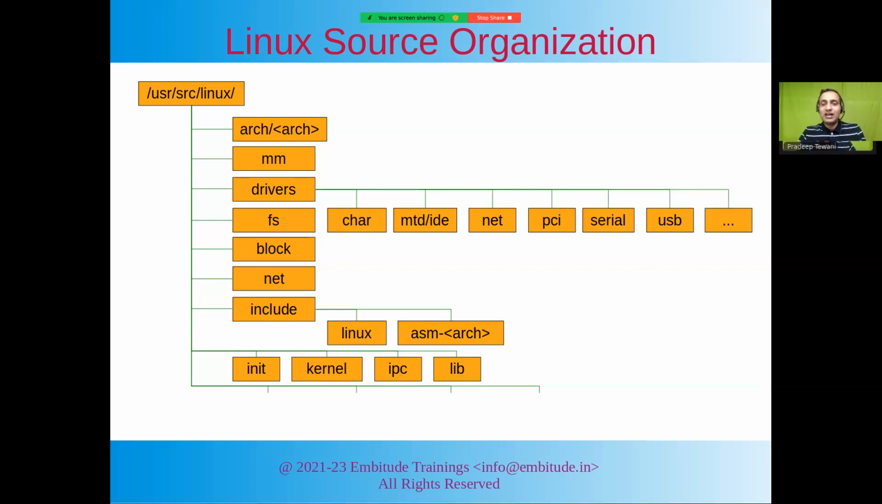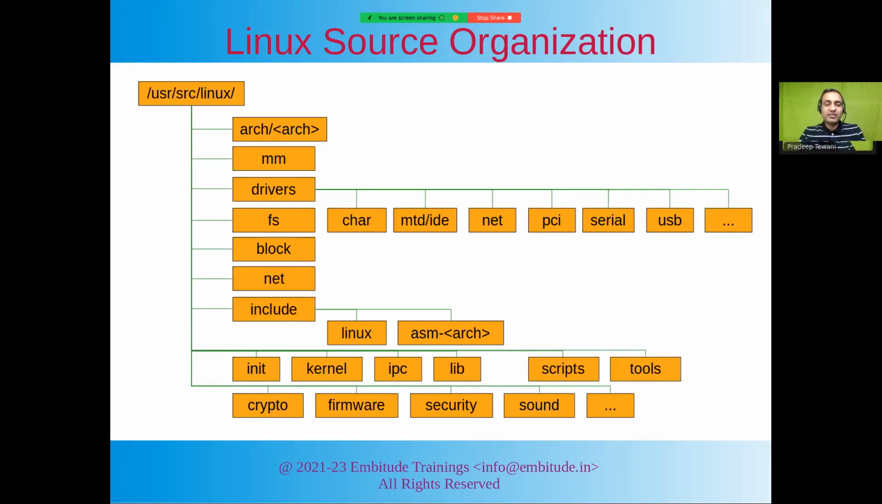Now, apart from this, you have PCI, serial, USB, and all those other drivers, other subsystems as well. Further to this, we have some scripts and tools, and then we have crypto, kernel, firmware, security, sound, and all those kinds of things. So this is a very high level view of the Linux kernel source code.